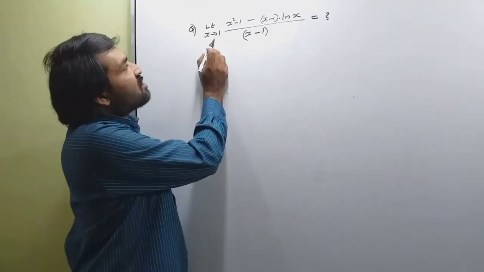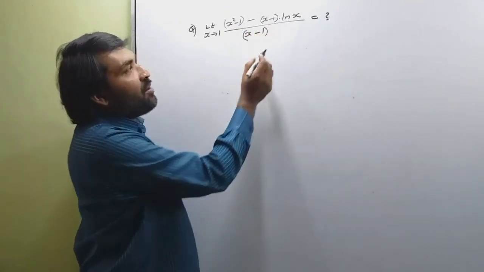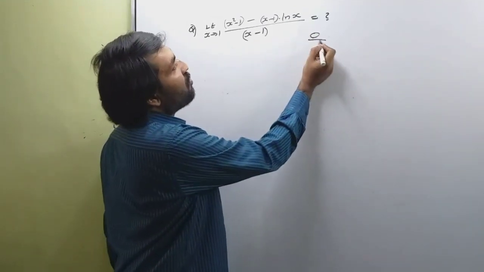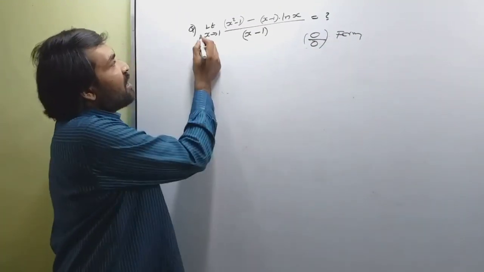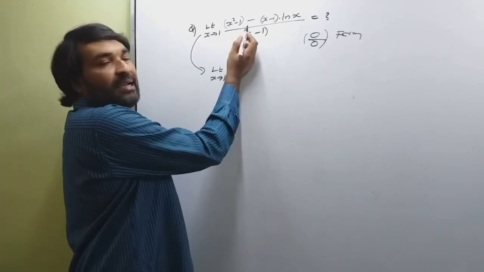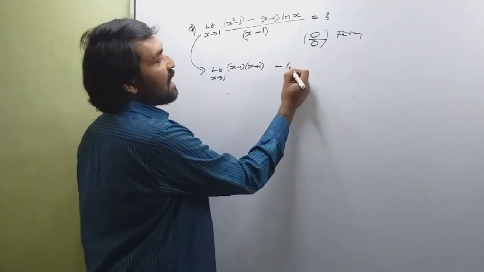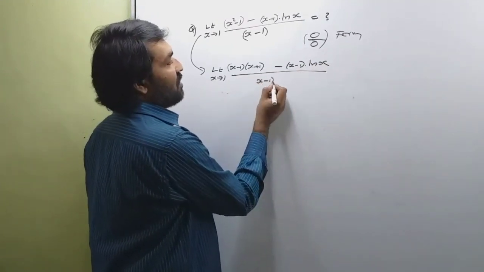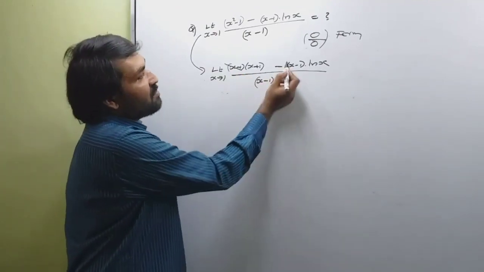Next, limit x tends to 1 of (x square minus 1 minus (x minus 1) into ln x) by (x minus 1). For direct substitution, this becomes 0 by 0 form. Okay. So we can write this limit as limit x tends to 1, factorize this term, that becomes (x minus 1) into (x plus 1) minus (x minus 1) into ln x, divided by x minus 1. So x minus 1 is common in numerator and denominator. So we can cancel x minus 1.